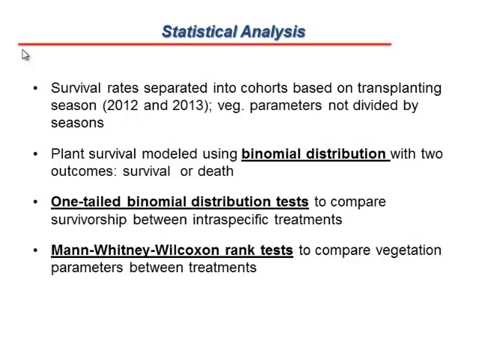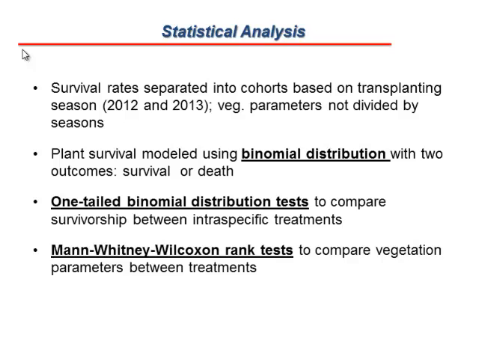We first separated the survival rates between the 2 years, 2012 and 2013. The 2012 was done as a sampling without replacement because they were just the plants that we put in. But 2013 was a combination of the 2012 and the 2013 plants. So it was with replacement. So we will see that the survivals were a little bit higher here because you have a combination. But we did not divide the vegetation parameters based on the date. We just took a sample for that day and considered them all equal.